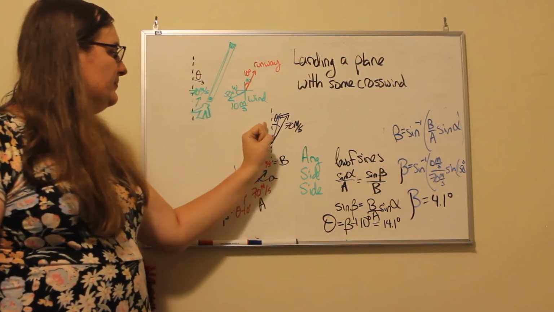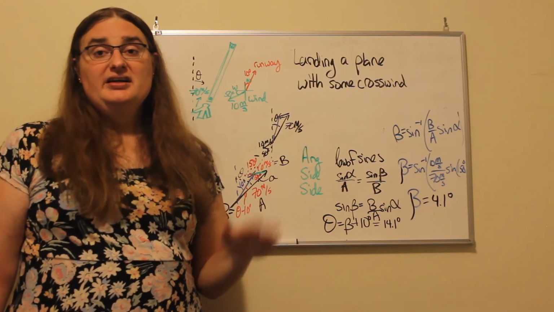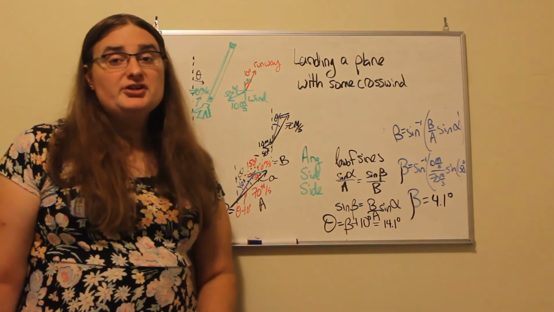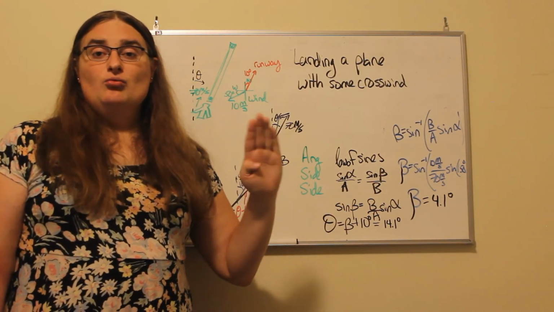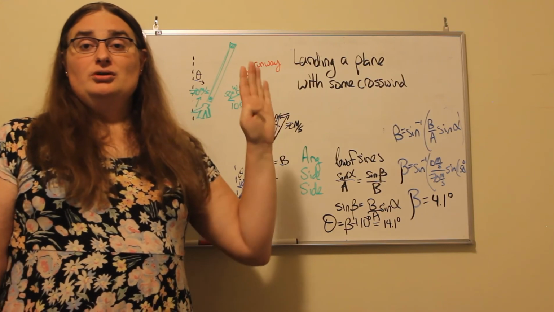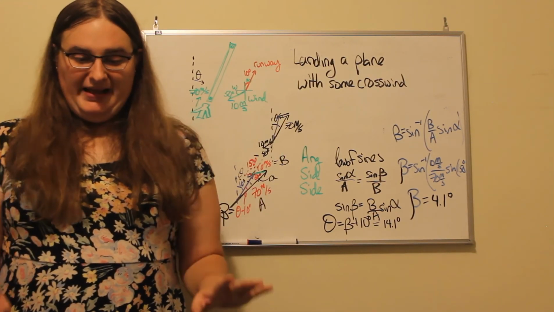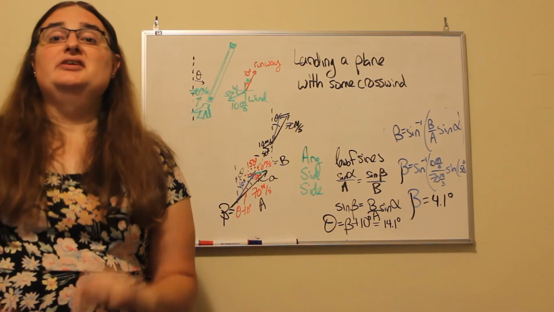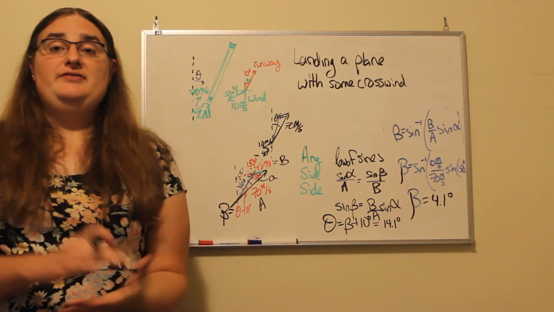So that means that the plane has to be flying an additional 4.1 degrees east of the runway, and 10 degrees plus 4.1 degrees means the plane would be traveling with a heading relative to the magnetic north of 14.1 degrees in order to be flying relative to the ground at an angle of 10 degrees.